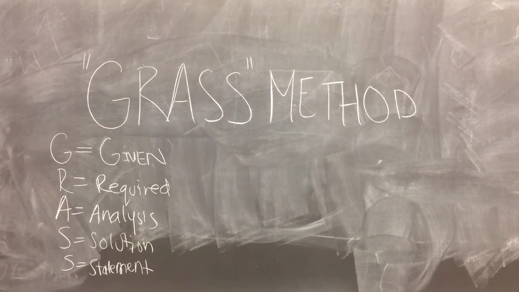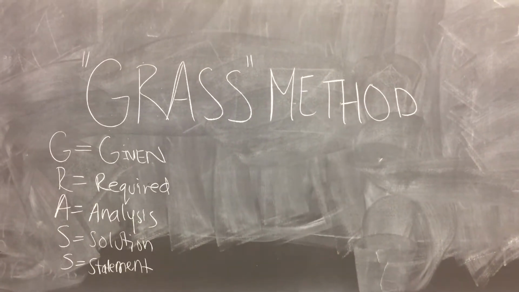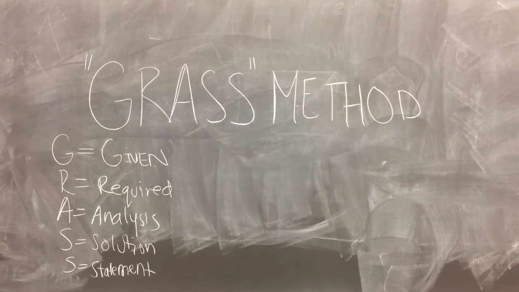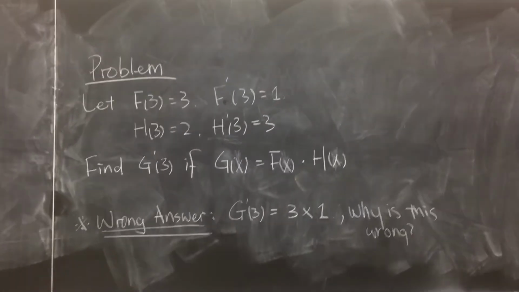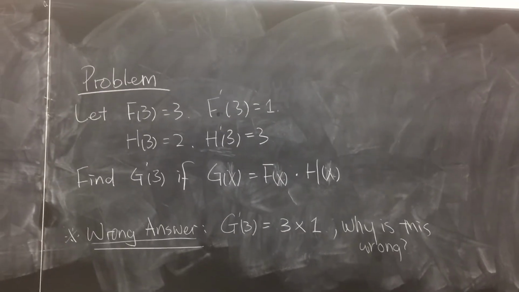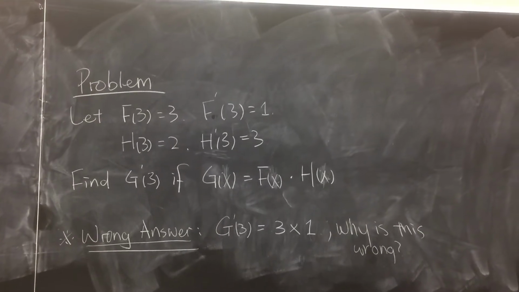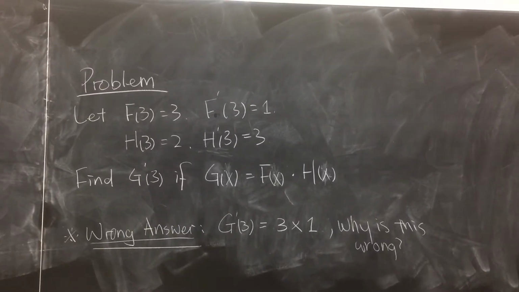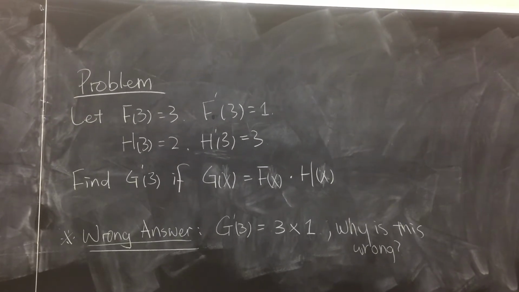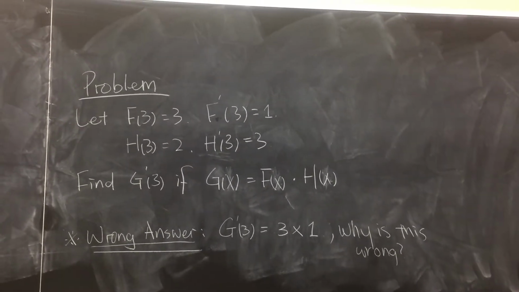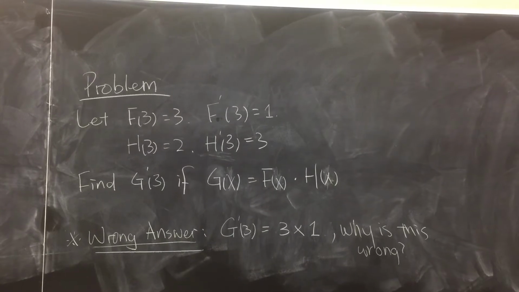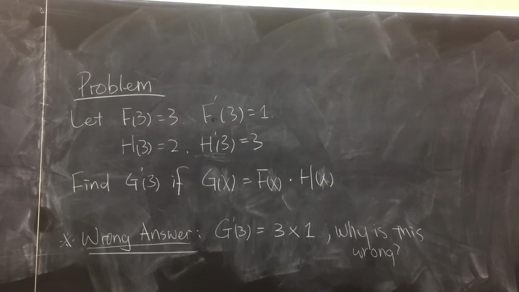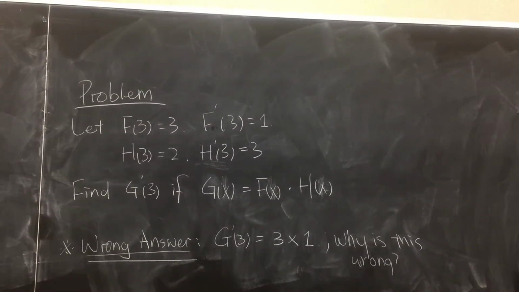So GRASS stands for Given, Required, Analysis, Solution, and Statement. So the problem you're giving to us today is: let f of 3 equal 3, f prime of 3 equal 1, h of 3 equal 2, and h prime of 3 equal 3. You need to find g prime of 3 if g(x) equals f(x) times h(x).